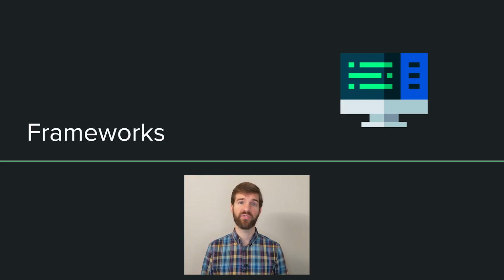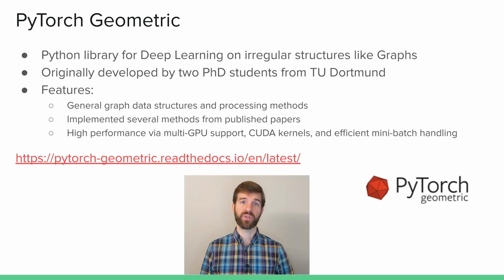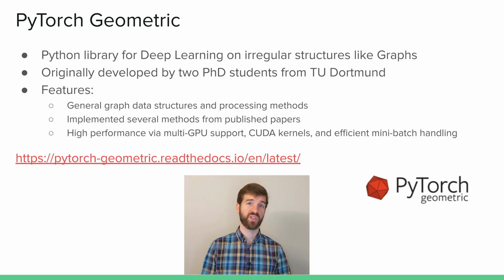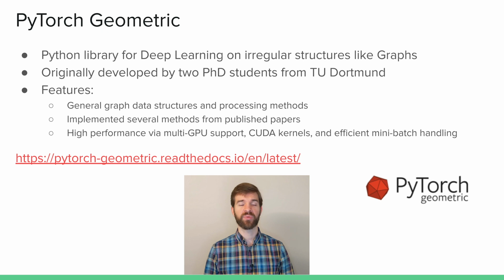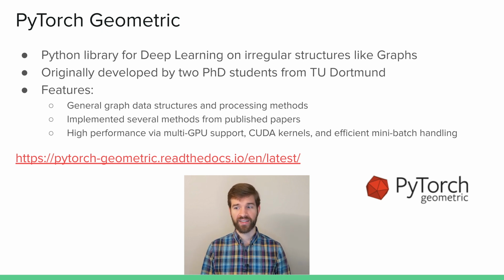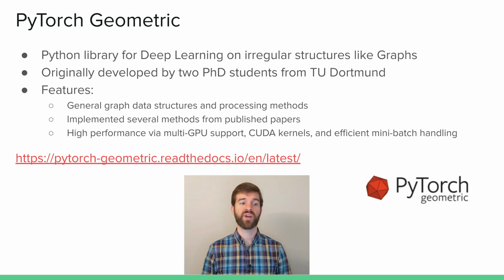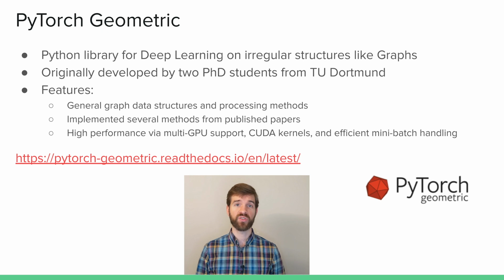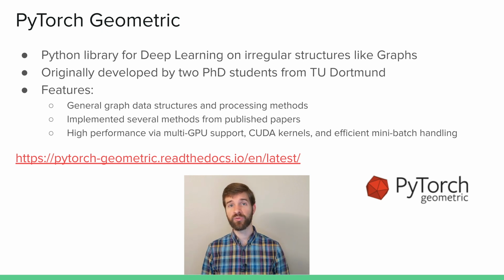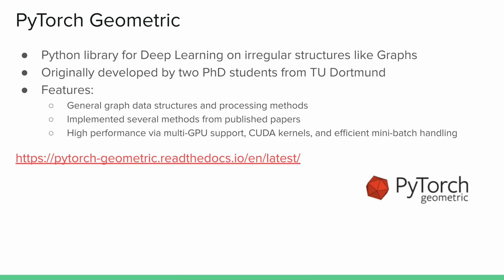Now that we know the theory about graph neural networks, let's have a look at a few frameworks that can help us to bring this to some practical, meaningful applications. One framework that I would like to present here is pytorch-GAT, which is a Python library for deep learning on irregular structures like graphs. It was originally developed by two PhD students at the TU Dortmund, and it has a couple of nice features like obviously the general graph data structure and processing of this, but also several methods from published papers, including the ones we've just seen with graph attentional networks or graph convolutional networks. And it's also highly optimized for performance by supporting multi-GPU and CUDA kernels, as well as efficient mini-batch handling.